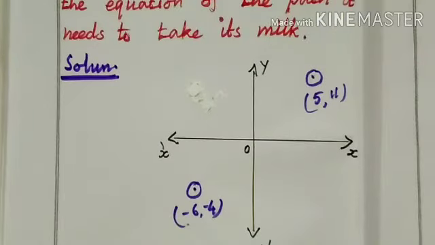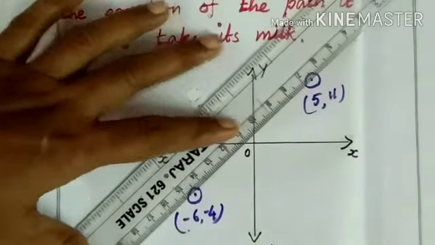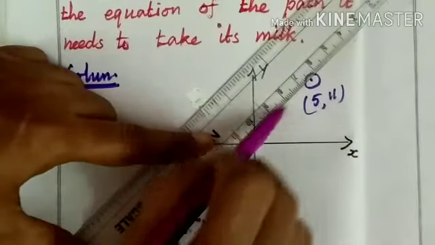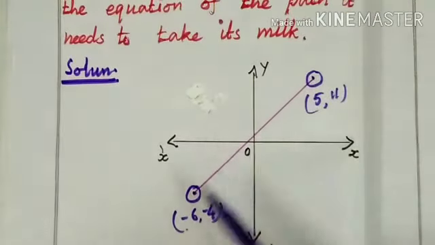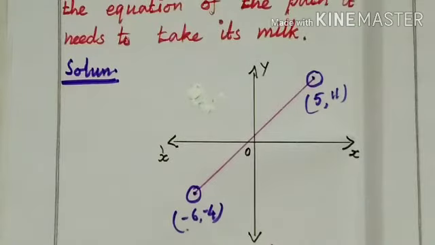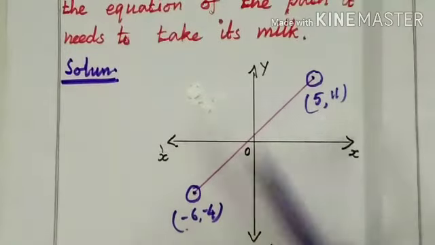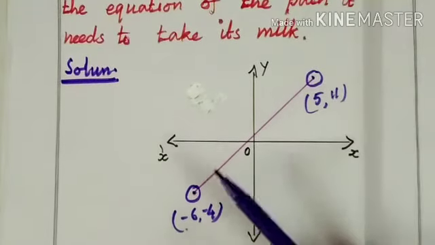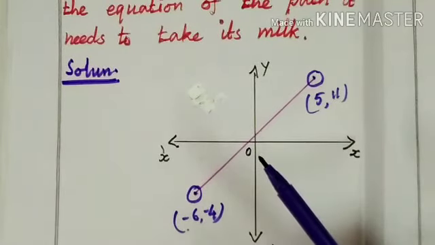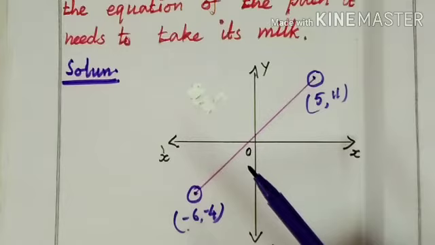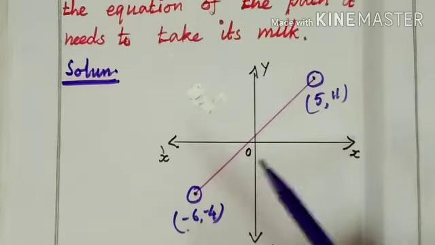Students, always you have to remember that a straight line only makes the shortest distance. So you have to find the equation of this straight line. Which formula you have to apply here? Yes, 2-point formula. That is y minus y1 by y2 minus y1 is equal to x minus x1 by x2 minus x1. Let us do the solution.